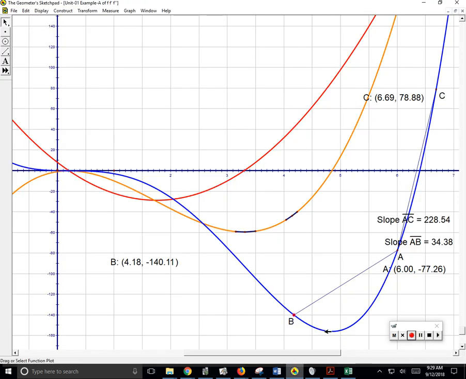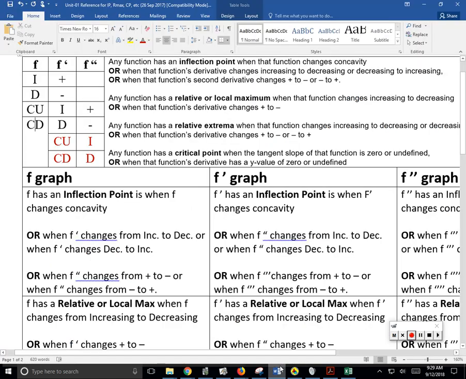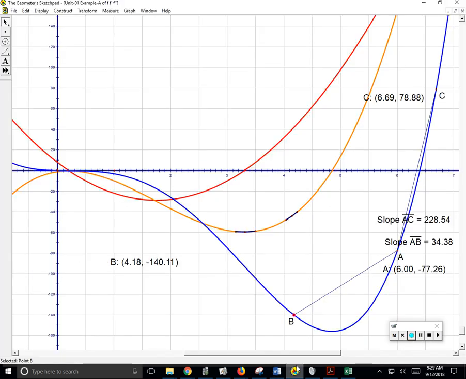This little feature on the position graph is known as a local or relative minimum. You look at your sheet protector reference, you will see at the very top it says any function has a relative or local max, in this case min. The definitions are just opposite of each other. So any function has a relative or local min when that function changes from decreasing to increasing. So right here, the position function is changing from going down, decreasing, to increasing. So this is a local min.